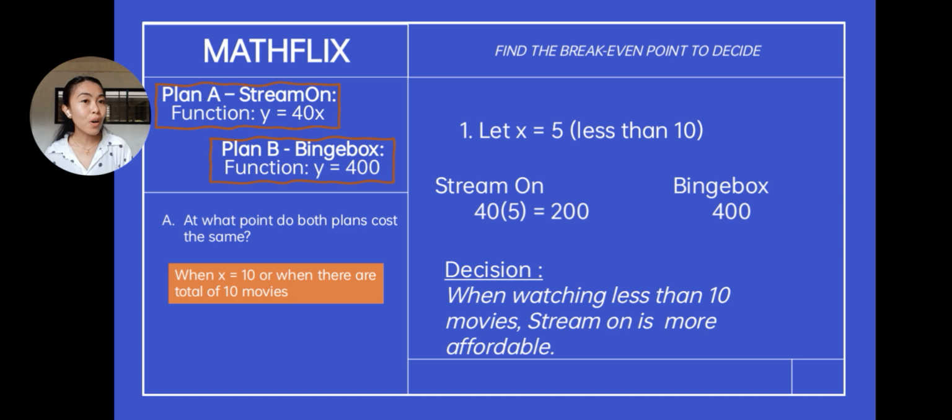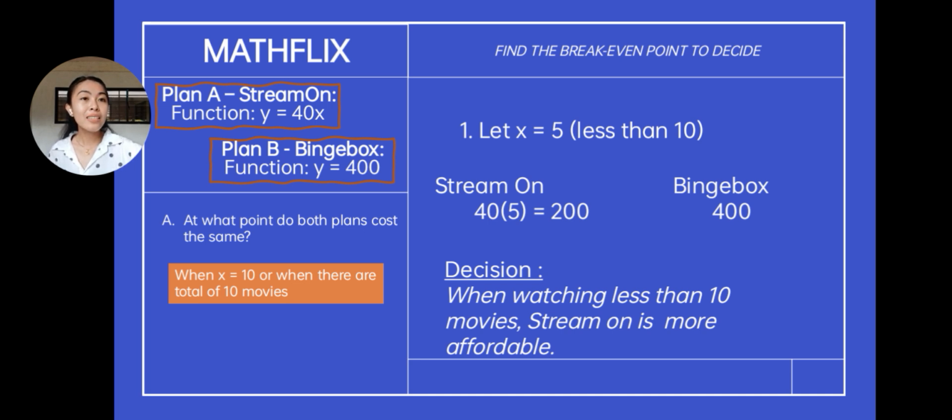As you notice, for Stream On, you only have to pay 200. But for Binge Box, you have to pay an amount of 400. So your decision here is, when watching less than 10 movies, Stream On is more affordable.